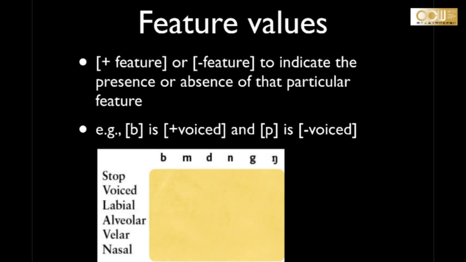Can you do a plus and minus in terms of voice, labial, alveolar, velar, and nasal to all these sounds here? Just mark plus or minus. I'm sorry, this should be a real g. Is ba a plus labial or minus labial? Ba? Plus? Yes. It's a minus velar.